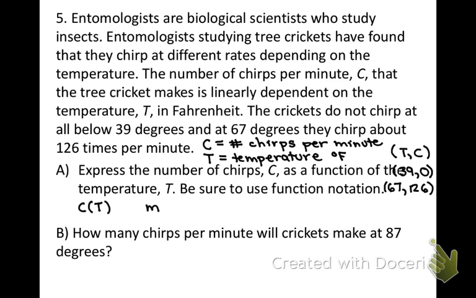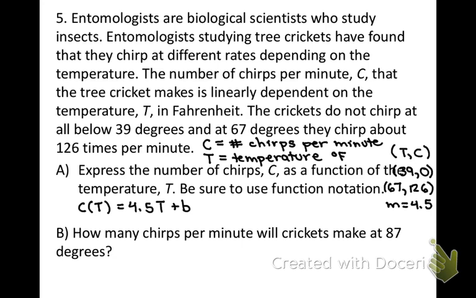All right, so let's start with slope here. We've got m equals 126 minus 0 over 67 minus 39. And this is going to give me 4.5. So I now have that my m value is 4.5. I'm going to make a little note of this over here on the side. All right. So at this point, we know that C of T equals 4.5 T plus B.